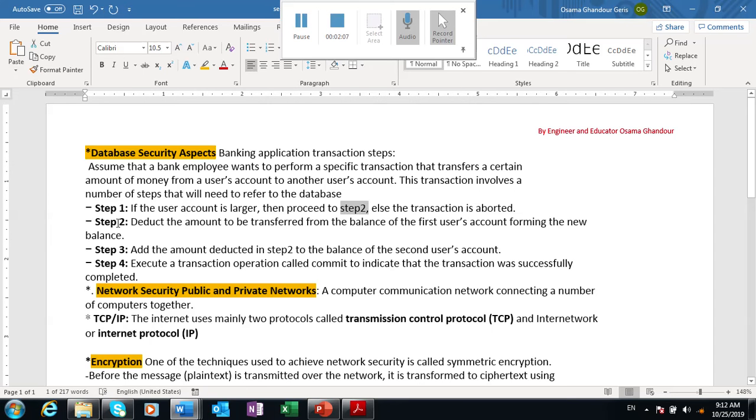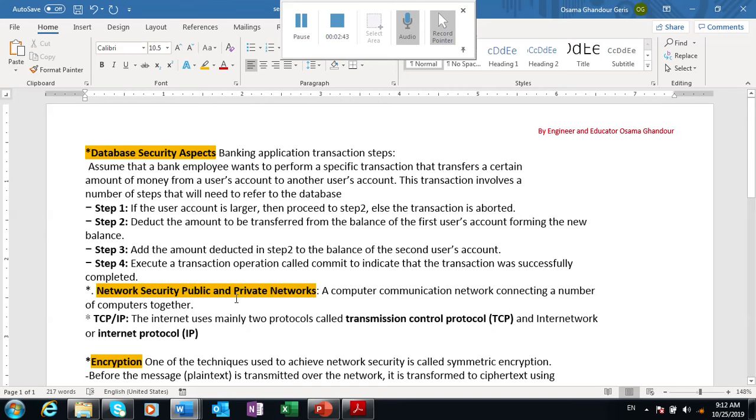In step number 2, the program which you will design will deduct, means subtract, the amount you need to withdraw or to transfer from the balance of the first user account, forming the new balance. Okay, so he will subtract the amount you need to transfer from the balance of the first user and make another new balance for the first user.